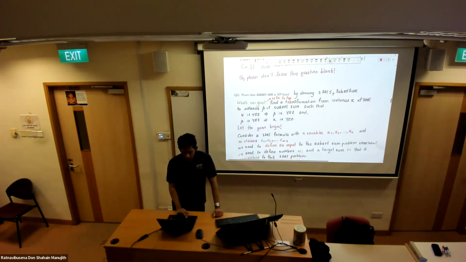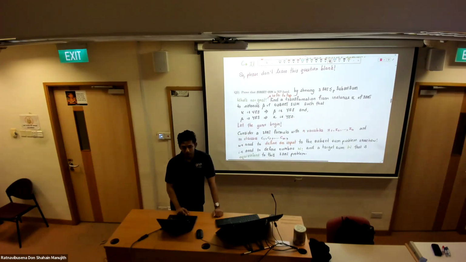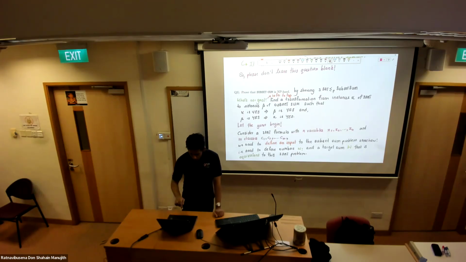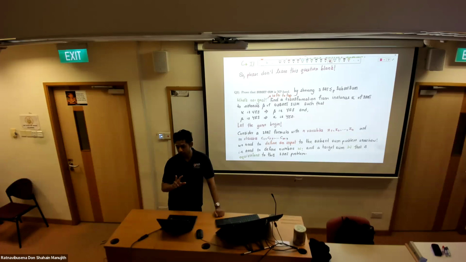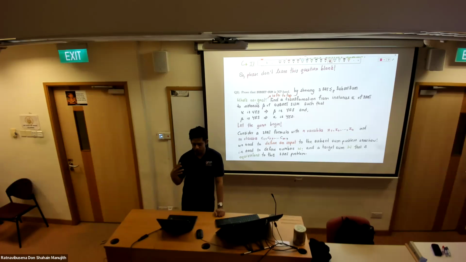So we need to define an input. We want to define a sensible input to subset sum, which allows you to solve 3-SAT using subset sum. Usually, the technical word is we want to define an equivalent input. Because we want to solve 3-SAT using subset sum, you better ensure that your input to the subset sum problem is equivalent to the 3-SAT problem. Otherwise, you're not solving the same thing.